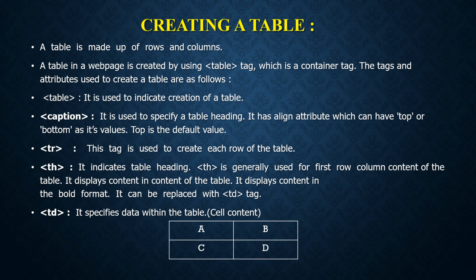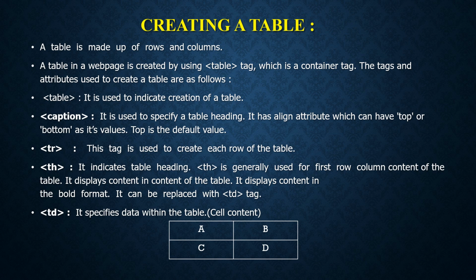Second one is the caption tag, which is used to specify a table heading. It has an align attribute which can have top or bottom as its values. The top is the default value. To insert the caption, to give the heading for the table, we use the caption tag.